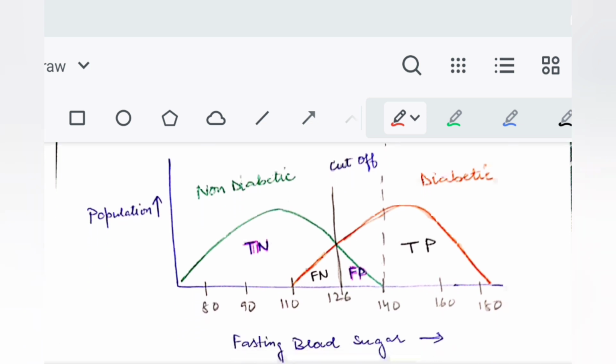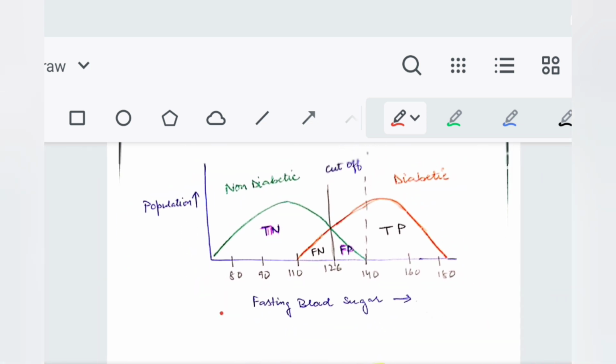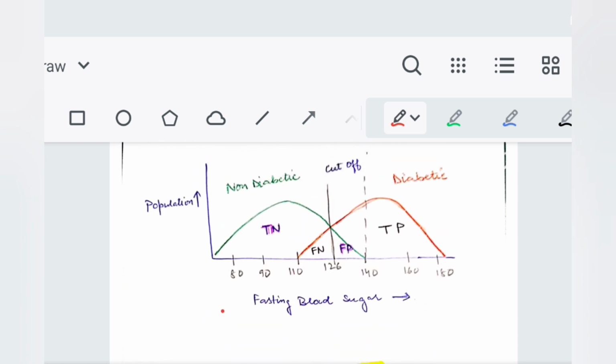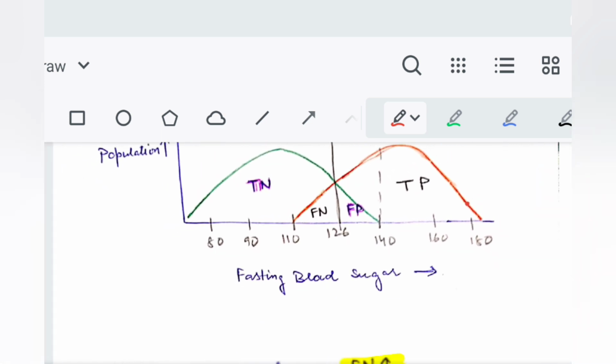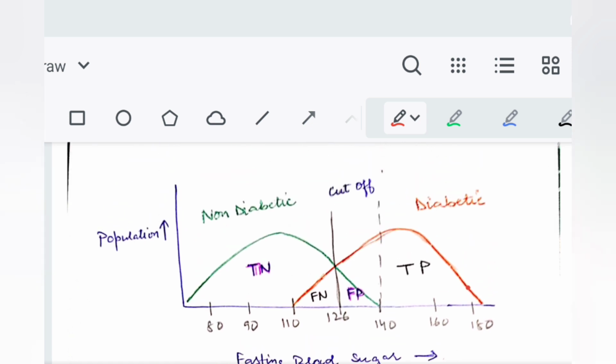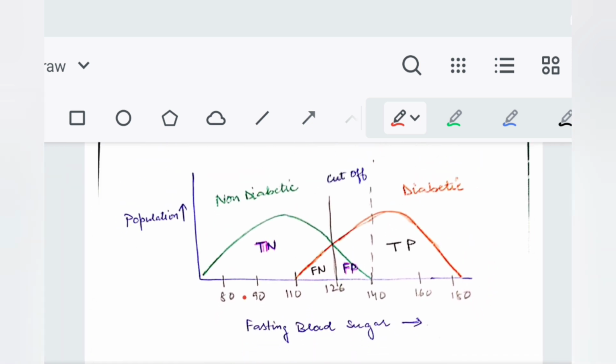Now let's see another concept: if our cutoff is raised, what will happen to the screening test? Okay, so suppose, see this chart, this depicts the non-diabetic population, that is the non-disordered population, and this is the diabetic population, that is the disordered population.